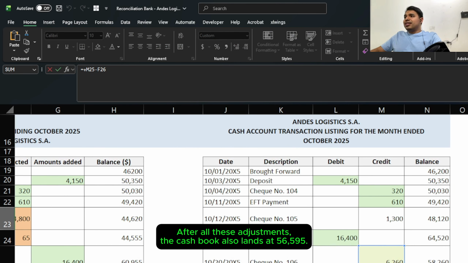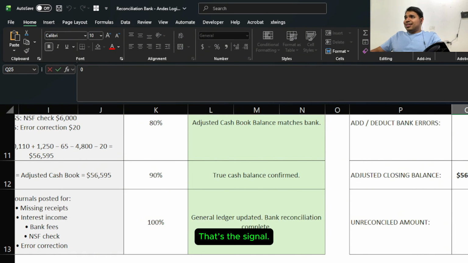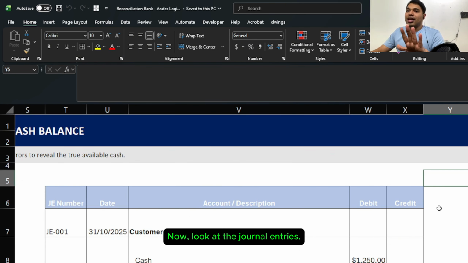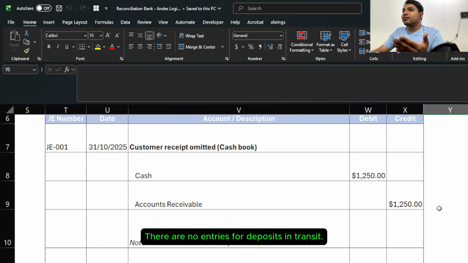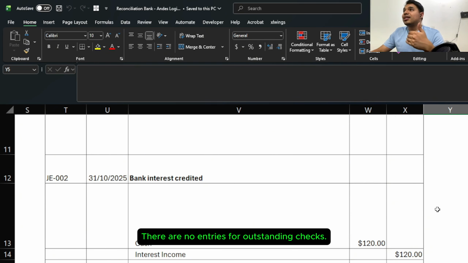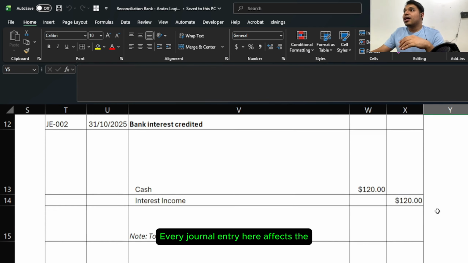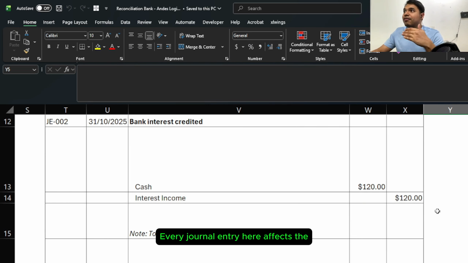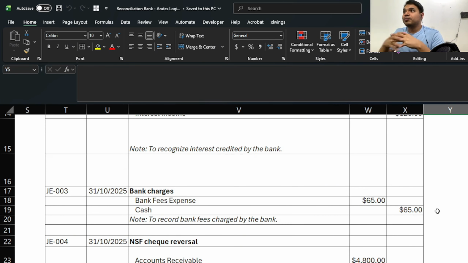So after all these adjustments, the cash book also lands at $56,595, same number, and that's the signal. Now look at the journal entries. Notice what's missing. There are no entries for deposits in transit. There are no entries for outstanding checks. Those resolve automatically. Every journal entry here affects the cash book because that's the side that we actually control.